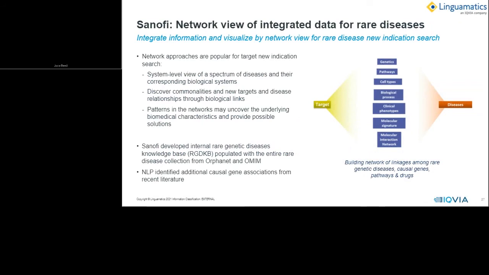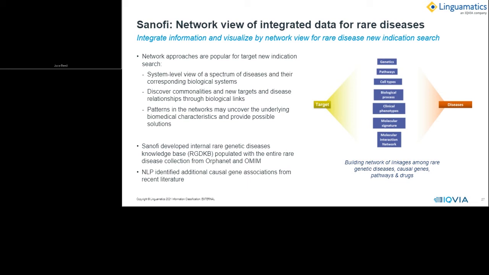So this is work done by Sanofi, where they wanted to build network views of these integrated data for rare diseases. If you're familiar with this kind of network approach, it's very popular for repurposing, for target new indication searches. It gives you a system-level view of a range of disease. It enables researchers to look for commonalities between pathways, for example, new targets, disease gene relationships, and patterns in the networks may uncover underlying biomedical characteristics and therefore lead to possible solutions.